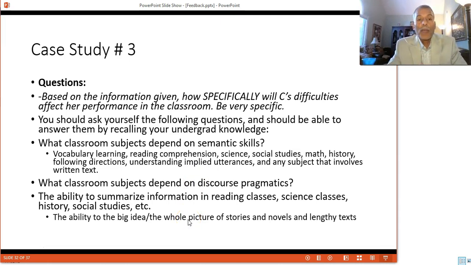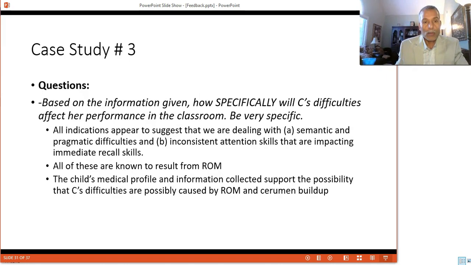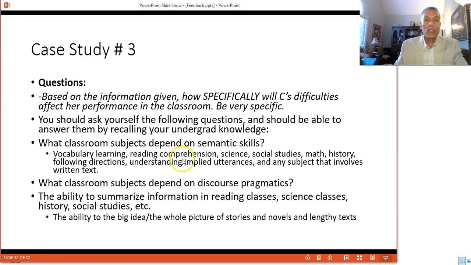Another question: based on the information given, how specifically will these difficulties affect her performance in the classroom? So, actually, I think this is the same question. Yes, that's a continuation of that. So we should ask the following questions again, to be able to answer them by recalling from your undergrad education.